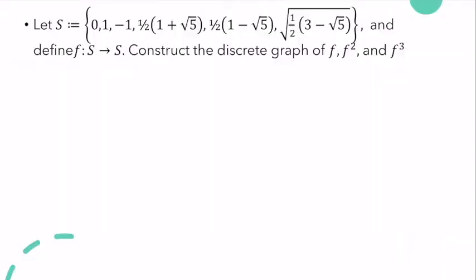So let S be the set with elements 0, 1, -1, 1/2 times 1 plus the square root of 5, 1/2 times 1 minus the square root of 5, and the square root of 1/2 times 3 minus square root of 5. And we're going to define f as a function that maps S onto itself, right? So here's our domain and here's our target. And we want to construct the graphs of f, f squared, and f cubed. Remember, we really only need to calculate f, draw the graph, and we can use the graphs to determine what the values would be for f squared and f cubed.